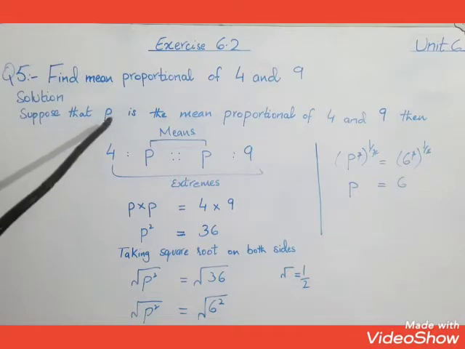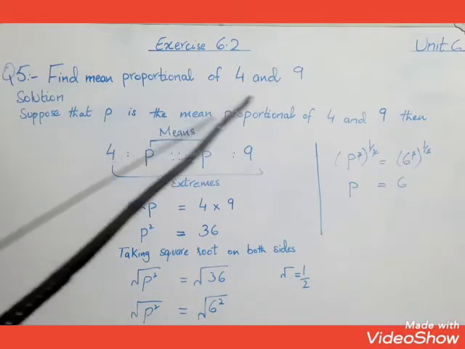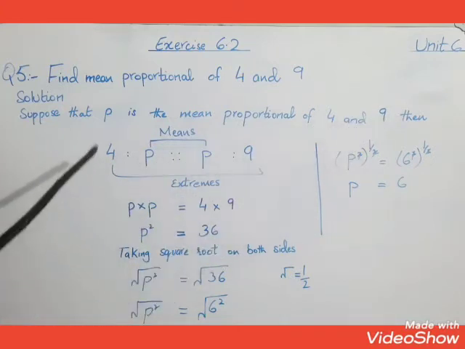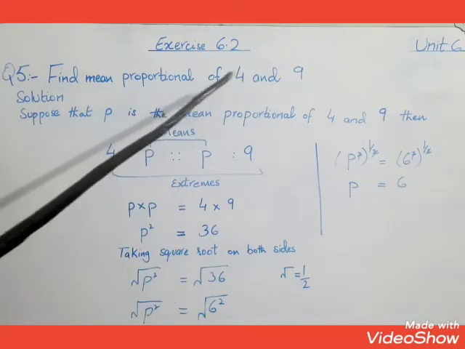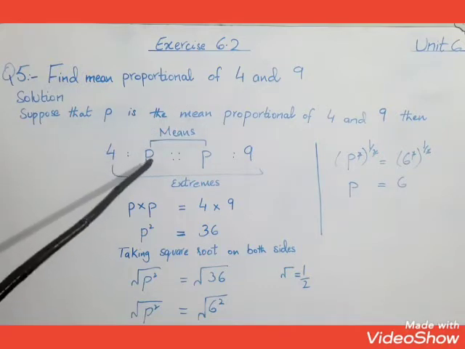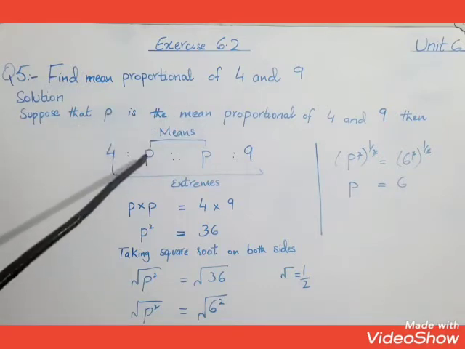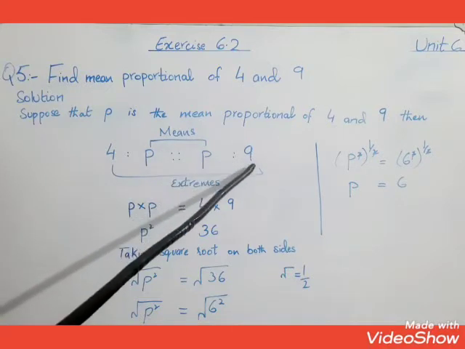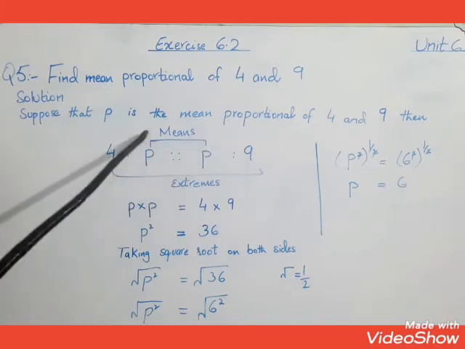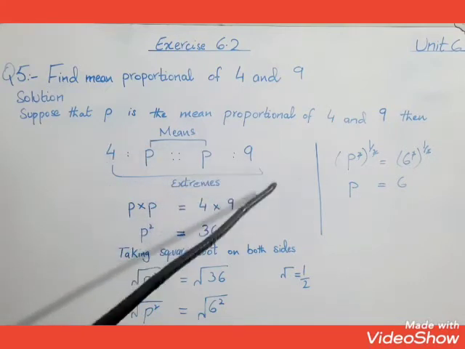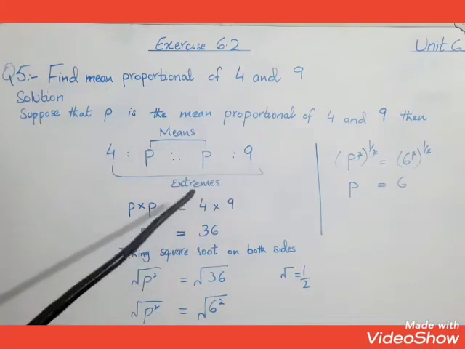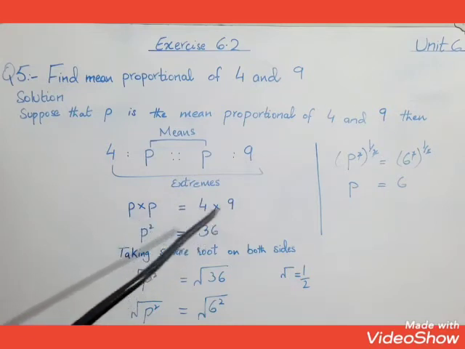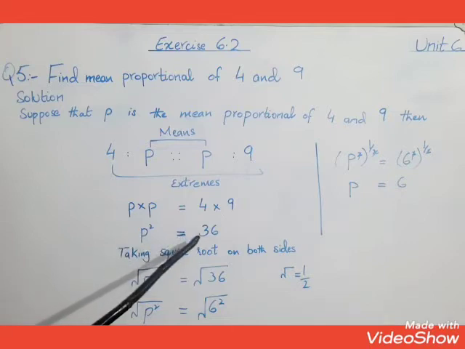Suppose that P is the mean proportional of 4 and 9. Now see, 4 is to P, and P is to 9. We know that the inner terms are the means and the outer terms are the extremes. So P multiplied by P is equal to 4 multiplied by 9. P square is equal to 36.